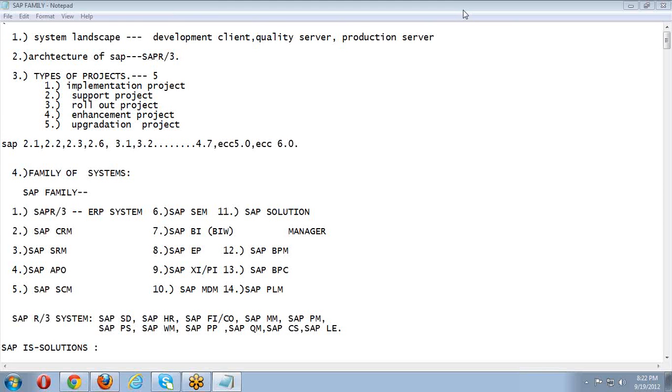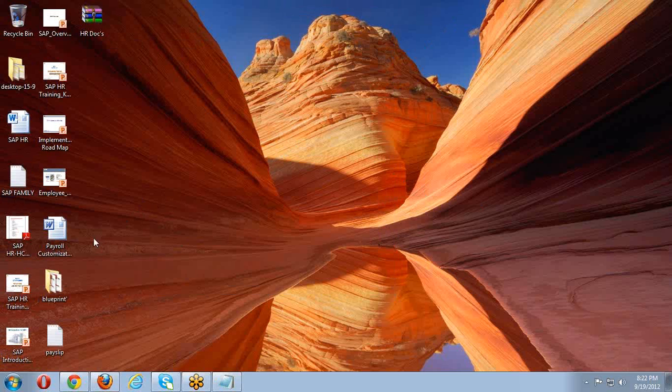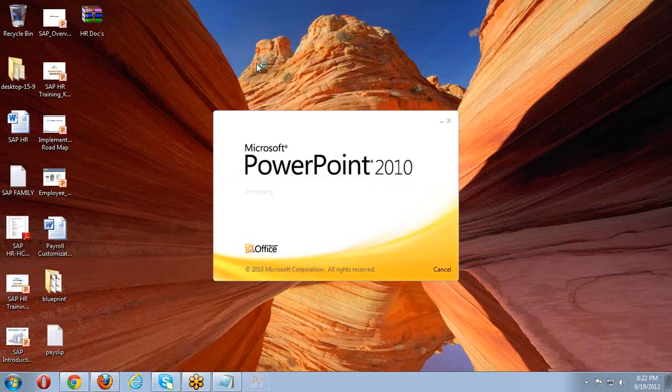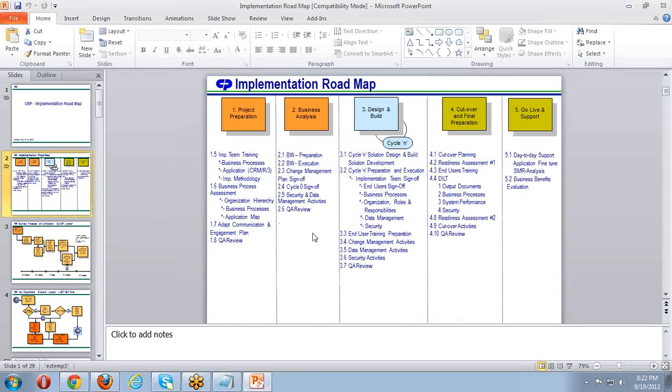The first phase, the project preparation phase, and then the blueprinting phase, blueprint analysis, and then the build or realization phase, and then we discussed the testing phase or final preparation phase, and then we spoke about go live support. Okay, I'm just reviewing that again. That is very important. You remember now?